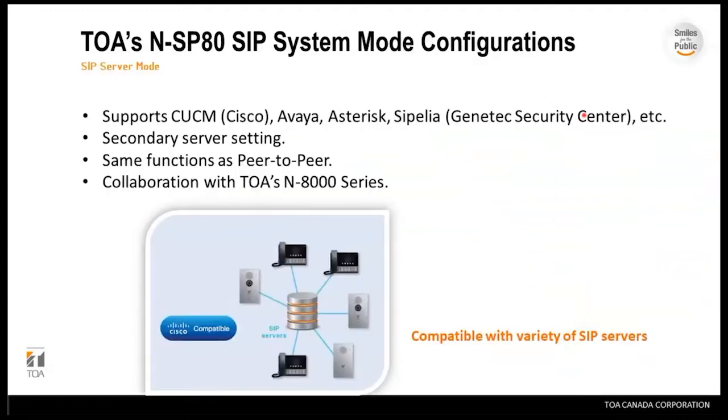So we get into the more advanced system. We get into the SIP server mode. So this supports Cisco, via Asterisk, with the Genetec Security Center, etc. Secondary server settings, same function as peer-to-peer, and collaboration with the N-SP80 series. So again, it is Cisco compatible. I've had it with a lot of other different phone systems and platforms, so we can work and talk to those SIP servers and communicate via their system. So there's your application here with the N-SP80 product. We have a SIP server, and in this example, we have a Cisco-based phone system.